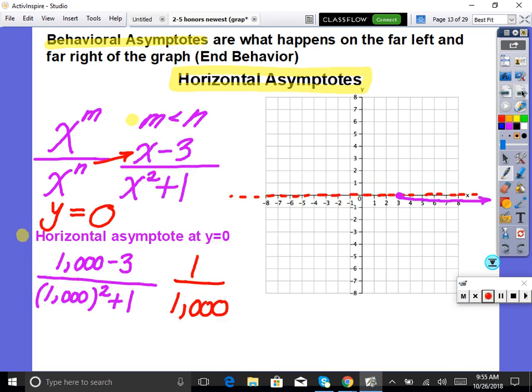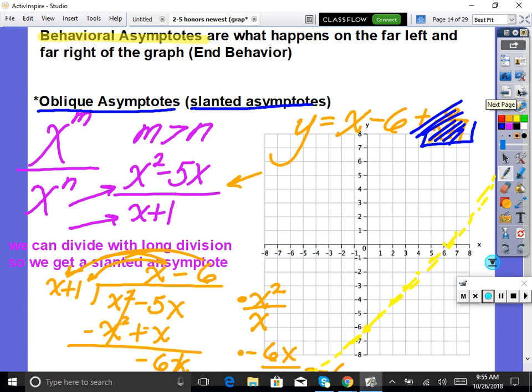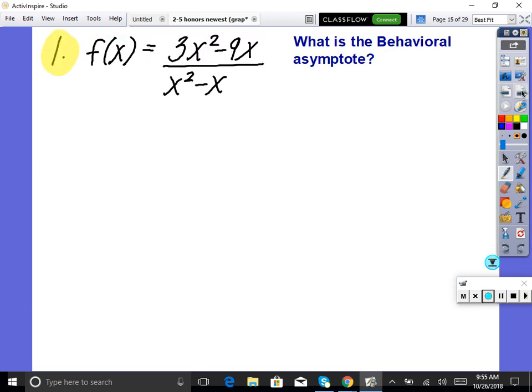If the degree on top is smaller than the degree on bottom, it's a horizontal asymptote at 0. And if the degree on top is larger than the degree on bottom, there's an oblique asymptote. Okay, so let's go quickly. These are on your worksheet. Here we go. Let's answer some off the worksheet.